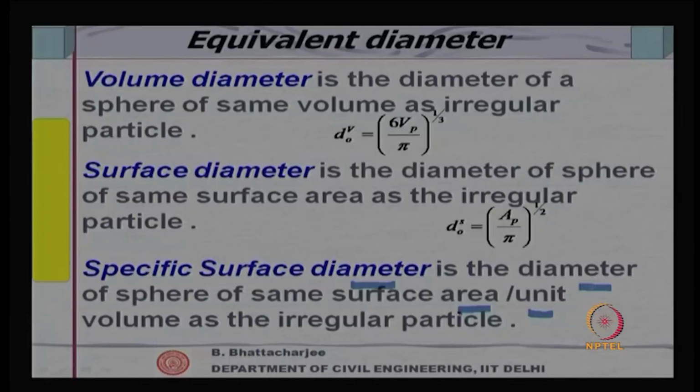So, now consider specific surface diameter. It is the diameter of a sphere of the same surface area per unit volume as the irregular particle. So, what you have to do is know A p and V p. That is the specific surface. Now, this must be equal to, for a sphere, pi d square divided by volume, 1 by 6 pi d cube. So, you can find that 6 by d cube. Okay, I think it is there in the next slide. So, let us look at it.